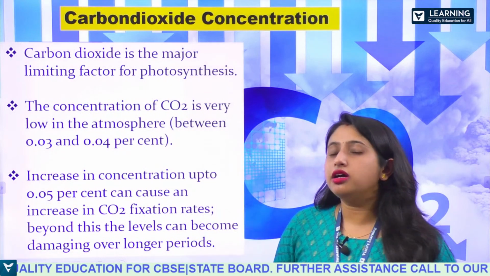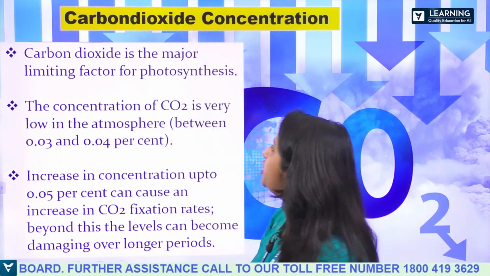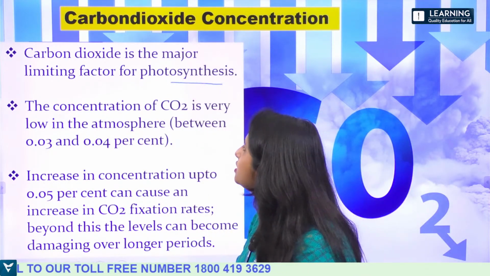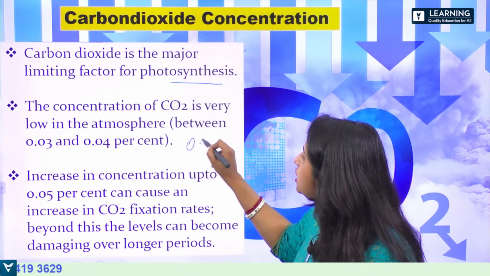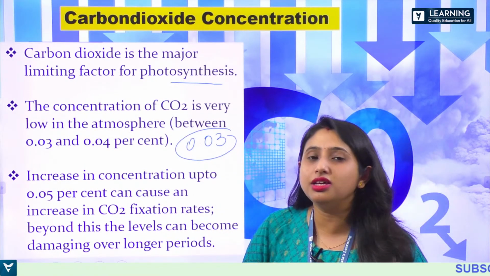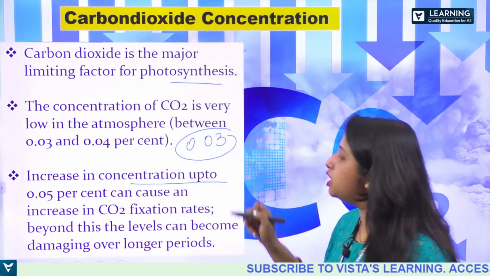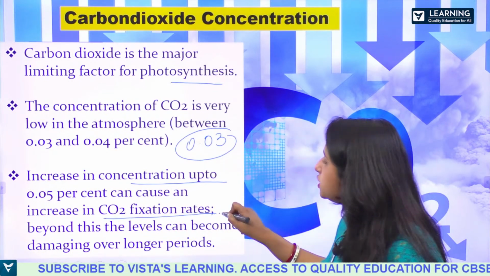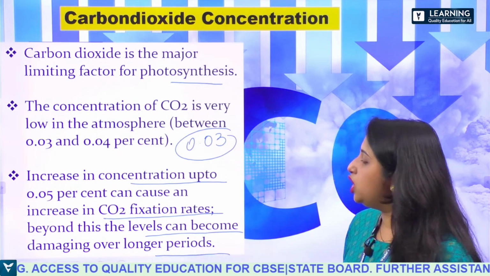Now, carbon dioxide. What is the requirement of carbon dioxide in the plant? Carbon dioxide is the major limiting factor for the photosynthesis process. The concentration of carbon dioxide is very low in the atmosphere. As you know, the concentration of carbon dioxide is 0.03% in the atmosphere, right? So it is very low. Increase in concentration up to 0.5% can cause increase in CO2 fixation rate.